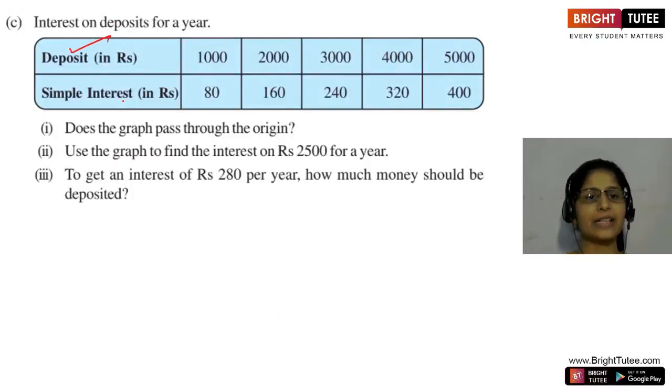Here deposit and simple interest is given. We have to represent it using the graph. We also have to tell whether this passes through the origin. So let us see whether this is a straight line graph or not, a linear graph or not. So let's draw the graph.